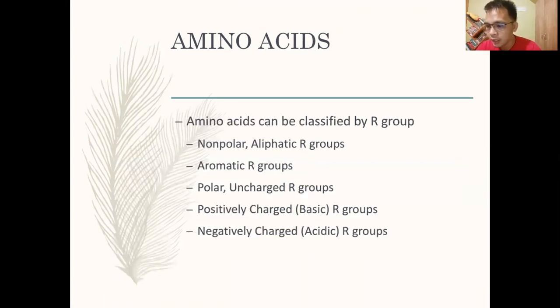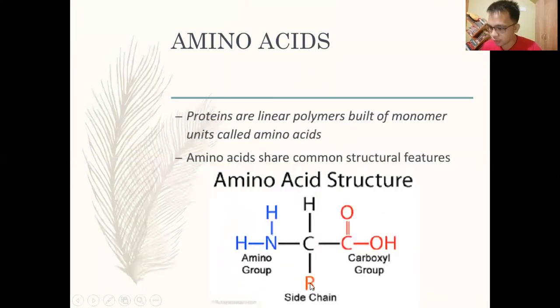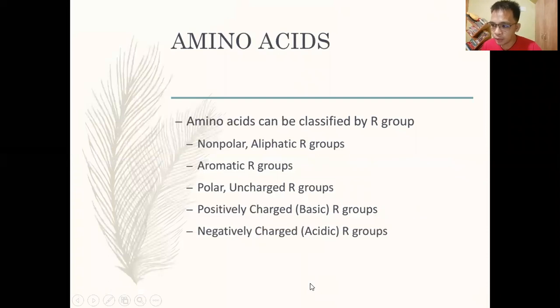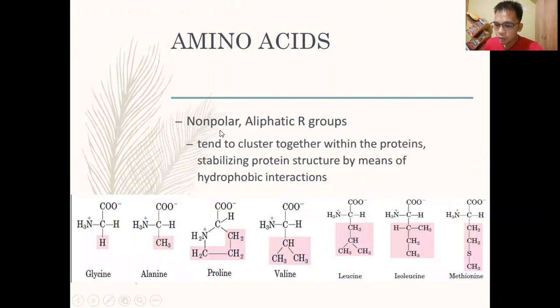Guys, there are 20 amino acids classified by the presence of their R groups, which are in the side chain. Okay, we have non-polar aliphatic R groups, aromatic R groups, polar uncharged R groups, positively charged or basic R groups, and negatively charged acidic R groups. For the non-polar aliphatic R groups, they tend to cluster within the proteins by means of hydrophobic interaction. Sir, why hydrophobic interaction? Hydrophobic means they do not like water. They do not interact with water, because of the presence of CH bonding.